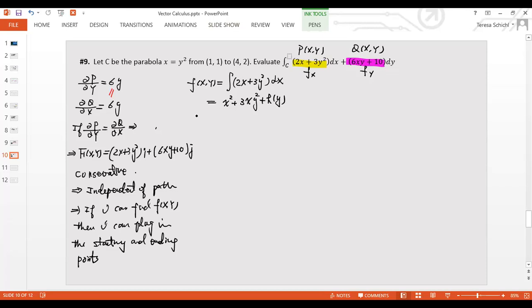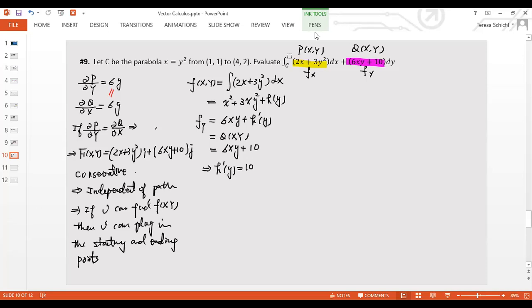So now, to match the f of y, I'm taking the partial for y. So the x disappears. So what is here? This is 6xy plus h prime y. I know the f of y is equal to Q of xy, right? So I want to compare to Q of xy. So Q of xy is 6xy plus 10. All right, so what I conclude by comparison is my h prime y is equal to what?